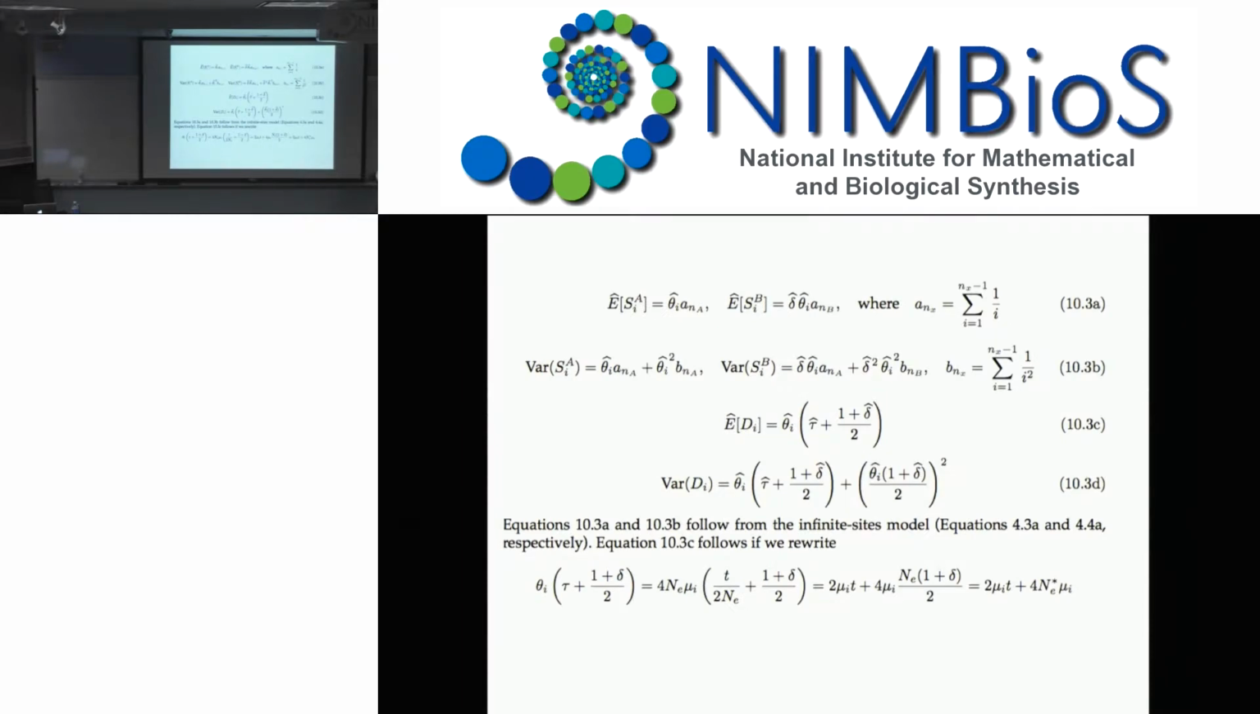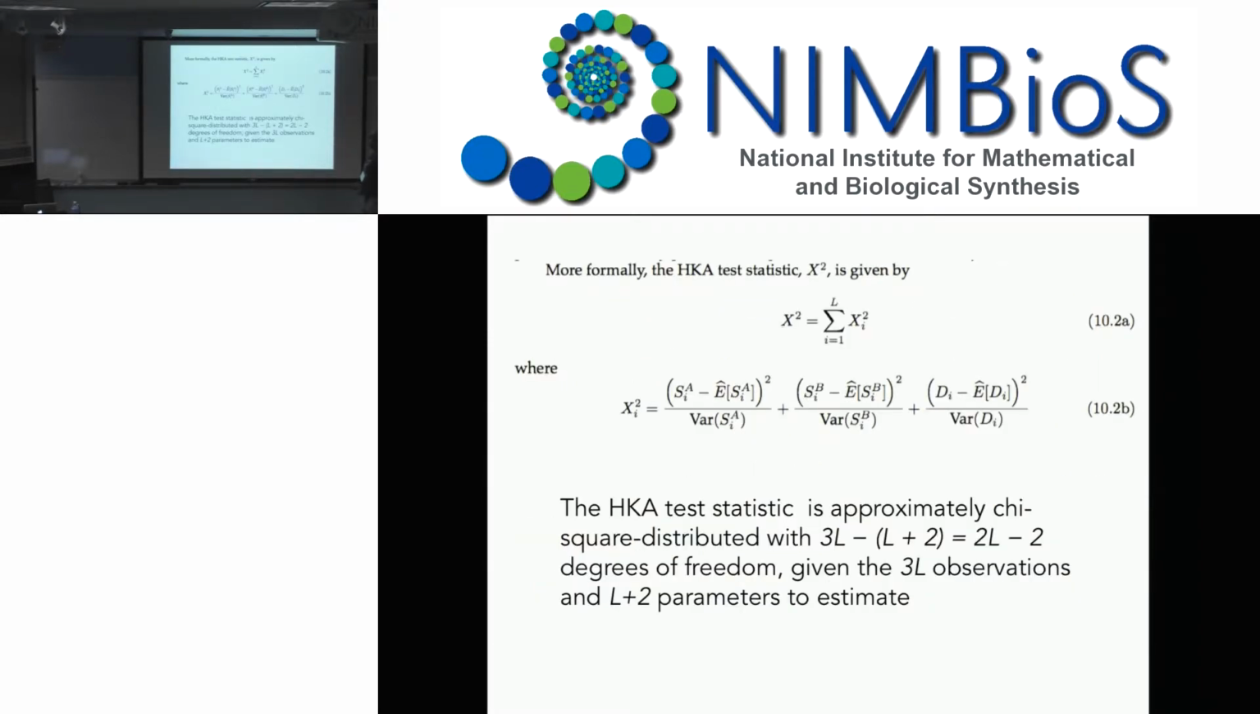So you put all that together, and you get the expected number of segregating sites for gene i in population A, and gene i in population B. These things just depend upon the sample size. The expected divergence for gene i basically just gives you that expression, and variances for that. And you can put all those together and then get a test statistic.